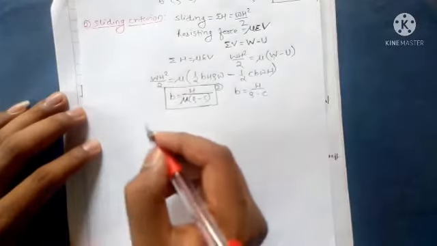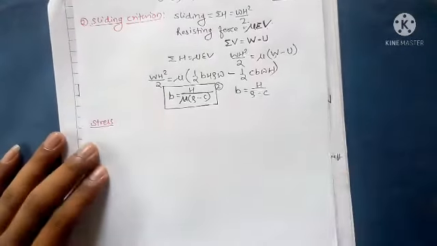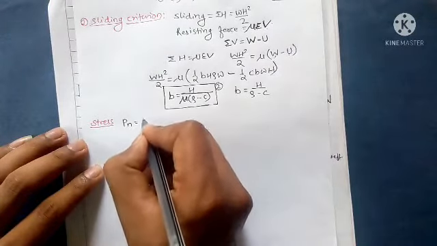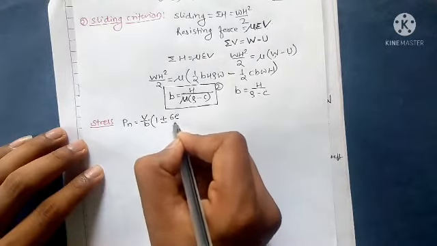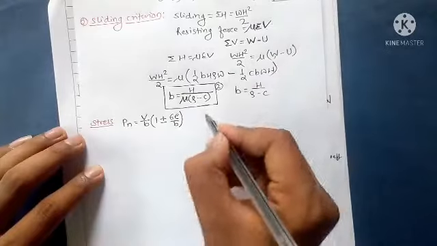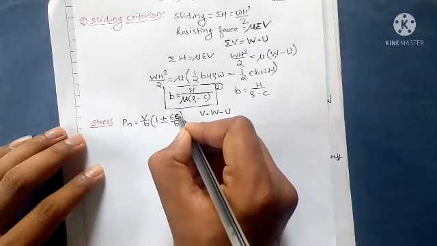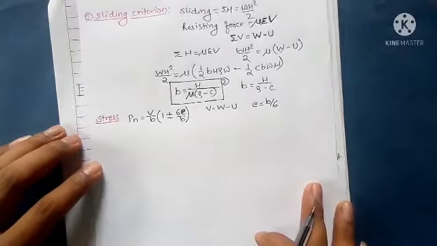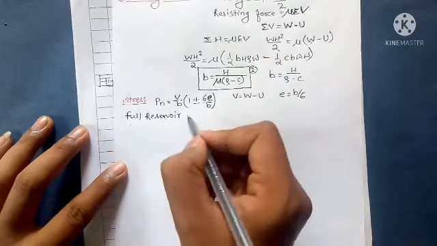Next, to find the stresses. We already know the formula for the normal stress: Pn is equal to summation of V upon B into bracket 1 plus or minus 6e upon B. We also know that V is equal to W minus U, and we take eccentricity e is equal to B by 6.